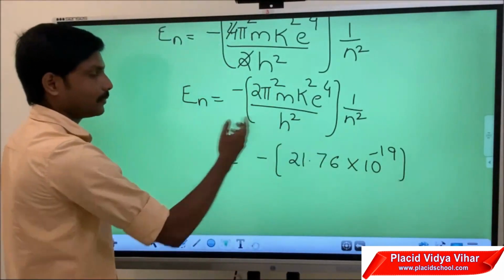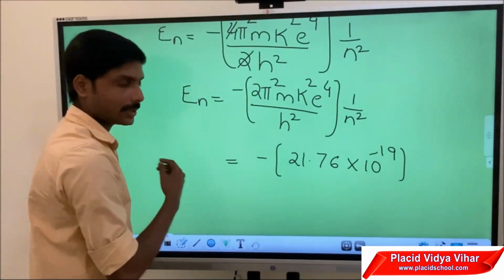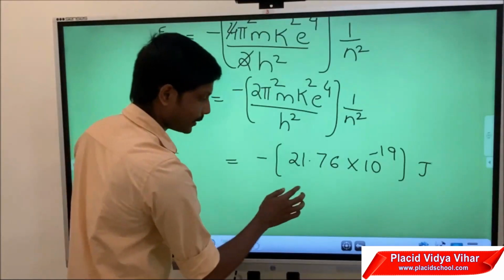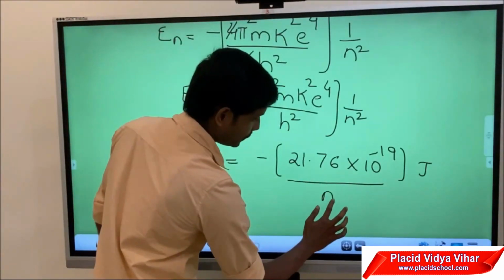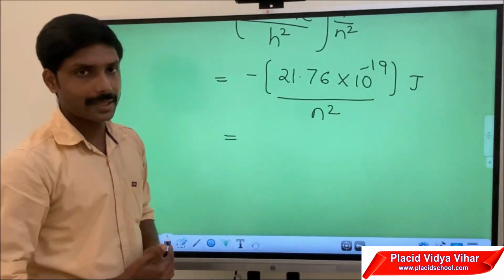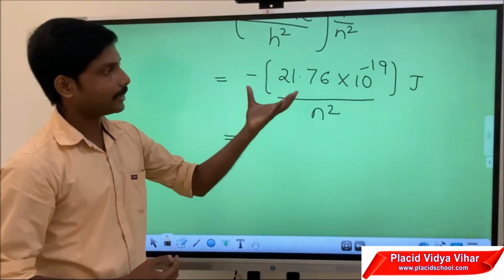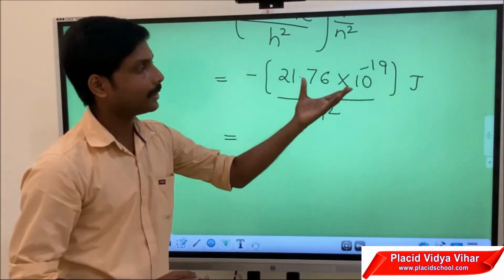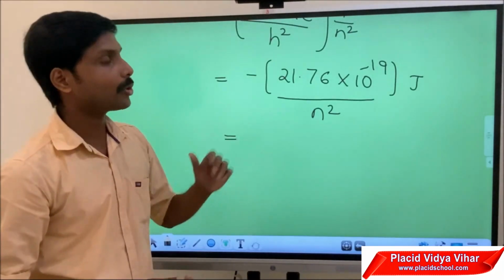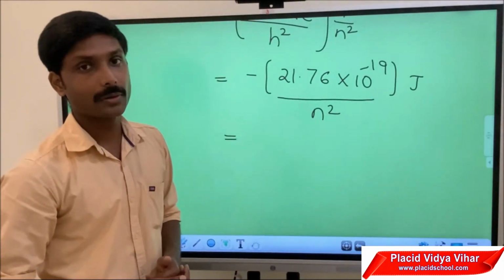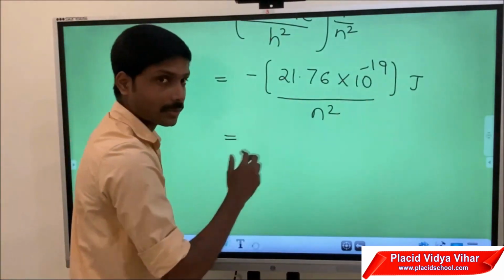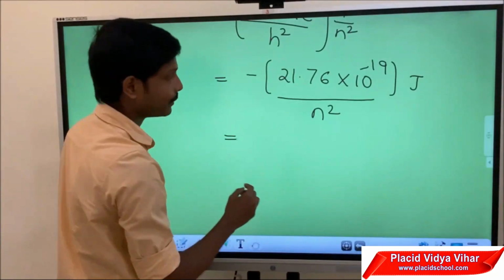What is the unit of energy? It is joules. So there is one n square left into n square. But when we are calculating the energy at the atomic level, it will be calculated in electron volts. So 1 electron volt is 1.6 into 10 to the power of minus 19. So let us convert from joules to electron volts.